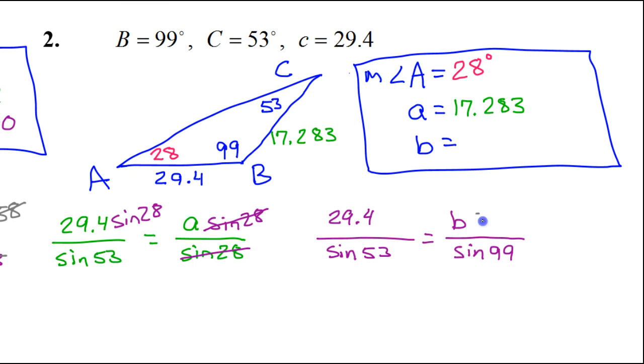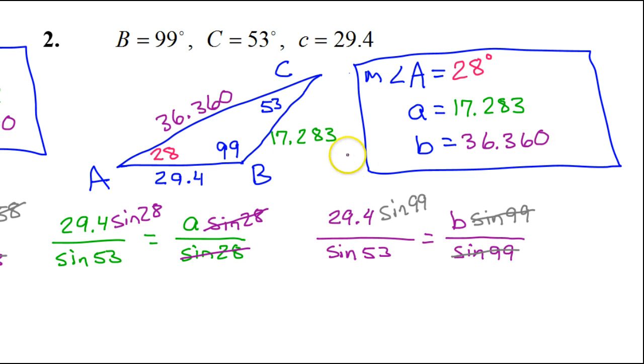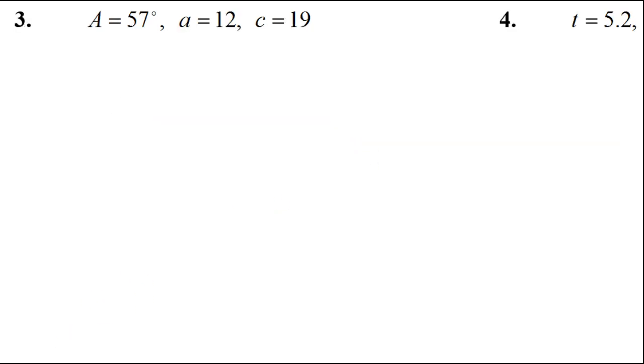So to get B by itself, I need to multiply both sides by sine 99. That way these will cancel each other out, leaving B by itself. Go ahead and put this expression in your calculator all at once. I'm getting 36.360. And there we have solved triangle number 2.